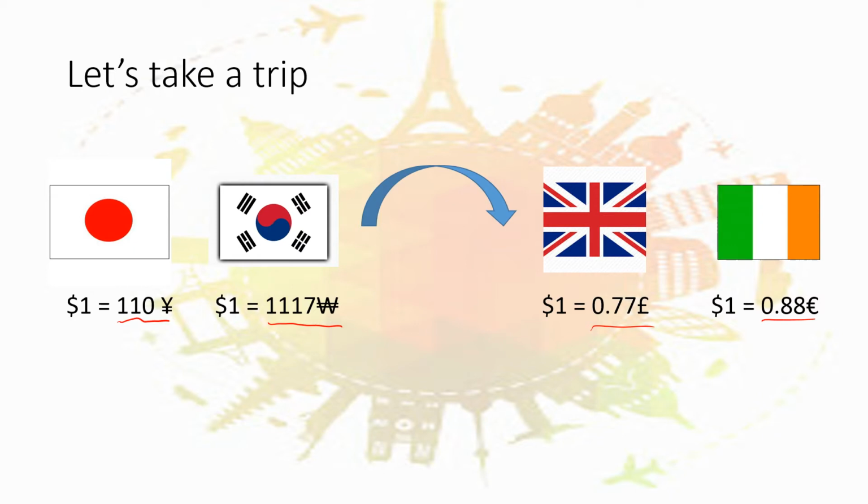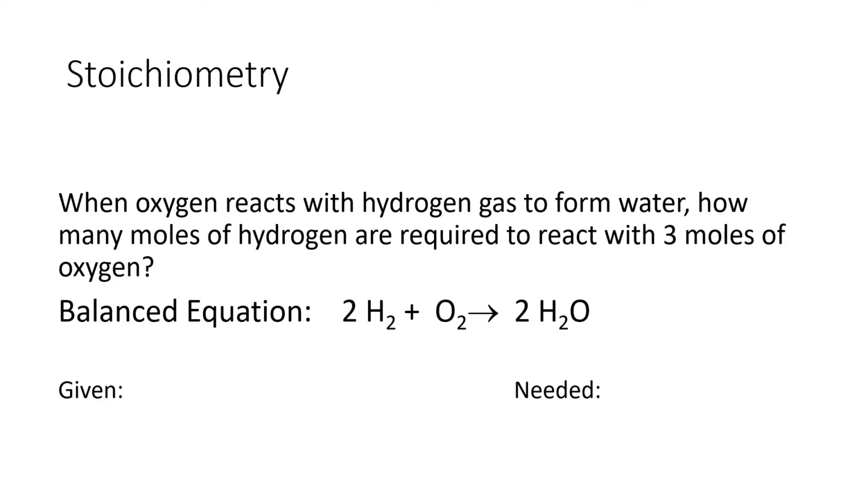So if you were in Korea and it was 10,000 won for a meal, you might initially balk at that because it seems like a huge number, but then when you figure out that that's about $10 of American money, you would calm down. So the equivalent to that in what we're doing now is the mole. And the mole is what the balanced equation is using.